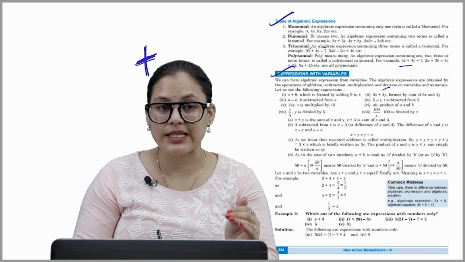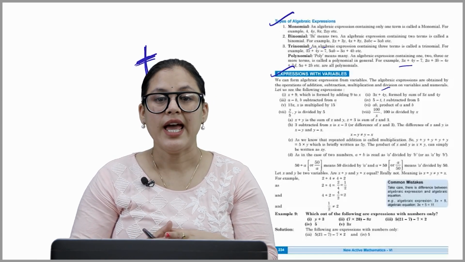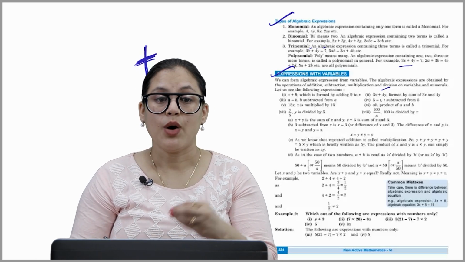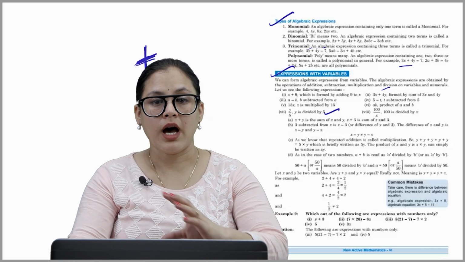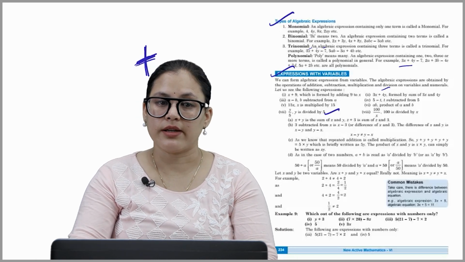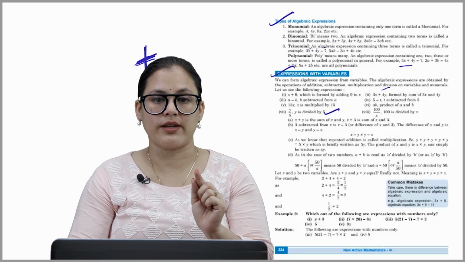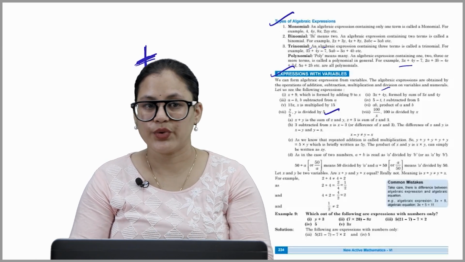5. 5x, x is multiplied by 5. And 6. ab, product of a and b. 7. y by 5, y is divided by 5, and 100 by x, 100 is divided by x. So, x plus y is the sum of x and y. z plus 3 is a sum of z and 3.